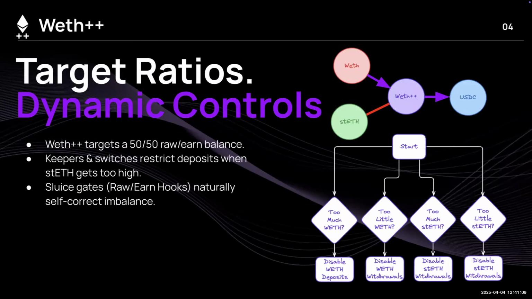And the really easy, cool thing about it is that to keep the balance healthy, it targets a ratio of 50-50. So we have built-in keepers and switches, but even without all of those, the raw and earn hooks just act like sluice gates. So you can always move back to the target ratio just with natural order trading. If there's too much stETH, you just disable the stETH inflows. And then you can enable stETH outflows, or even just take advantage of natural trade routing going through the conversion pools.